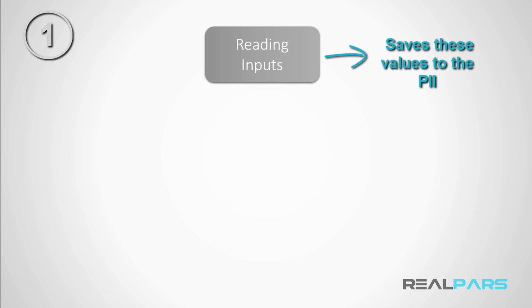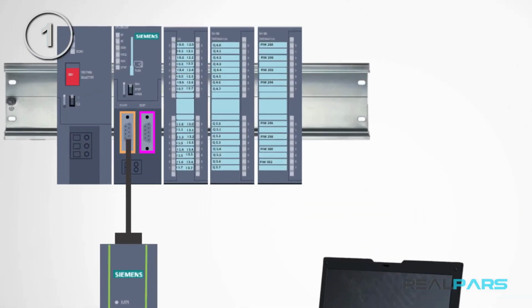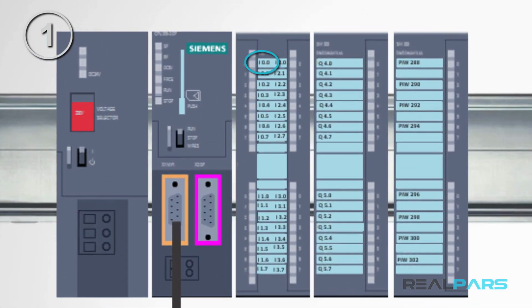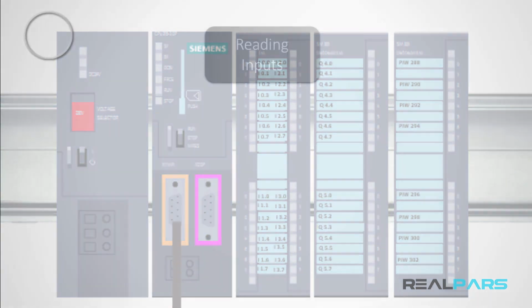Okay, in the first step, the CPU reads the status of each input from the input module and then saves these values to the PII, or process image input. For instance, it checks to see whether the first input is true or false. Then it goes on to check the second input, then the third input, and it continues this process for all the inputs. Finally, as we said earlier, it saves all these values to the PII so that it can use them in the next step.